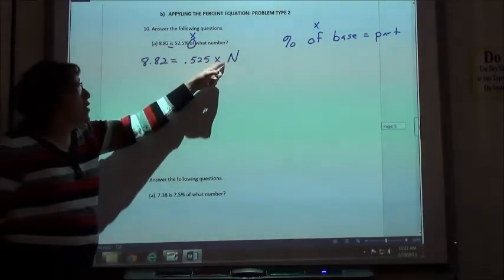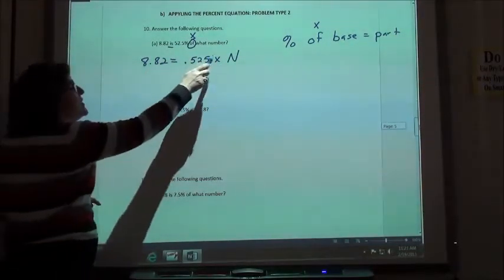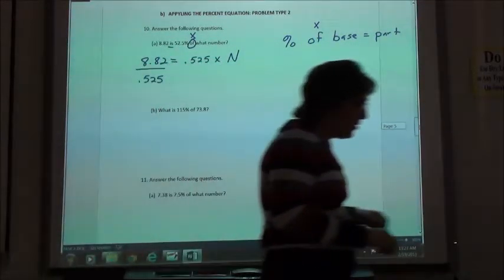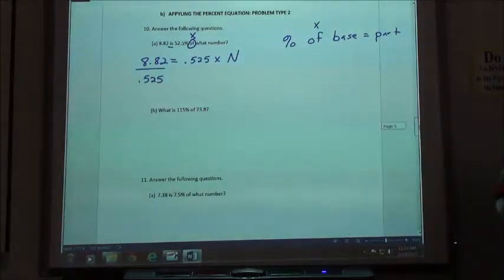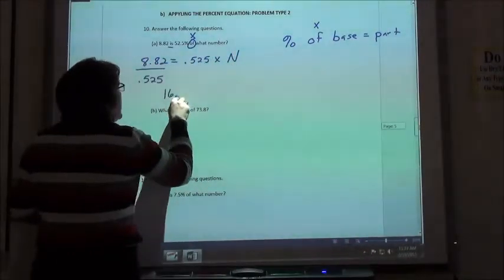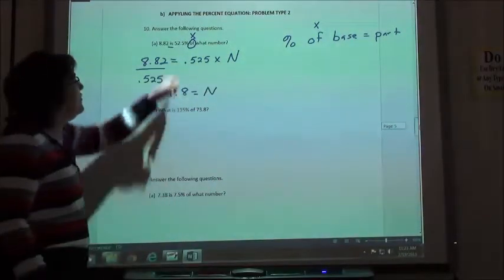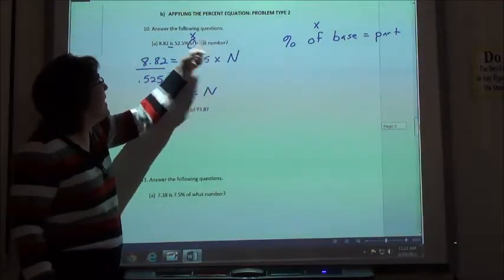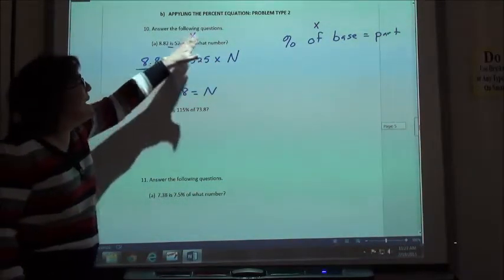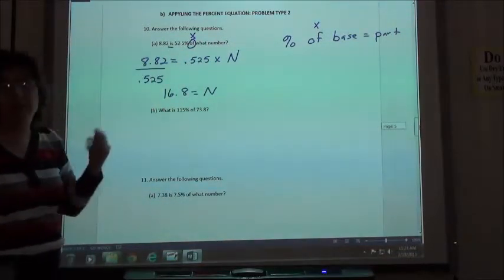In order to solve this for n, I've got to move this to the other side. Since this is multiplying, I have to divide by my 0.525. I'm going to go ahead and just do that on the calculator. So if I have 8.82 divided by 0.525, I get 16.8. So 52.5% of 16.8 is 8.82. 52% is about 50%, so about half of 16 would be 8. Yep, that looks pretty good.